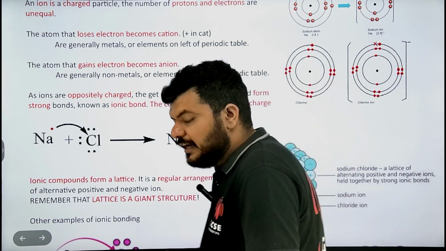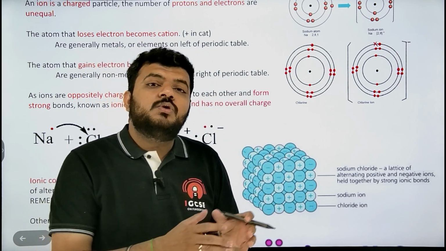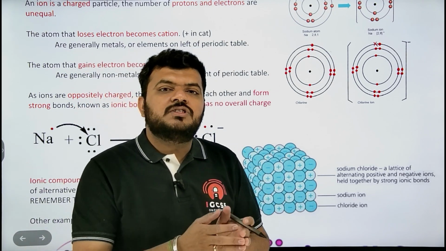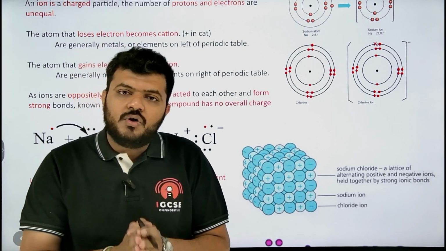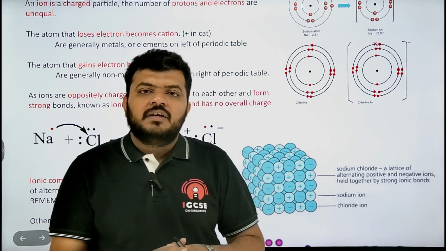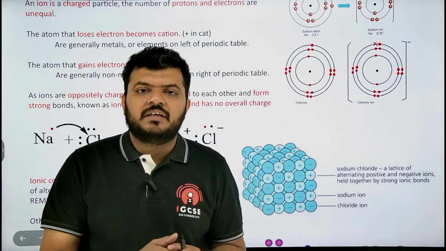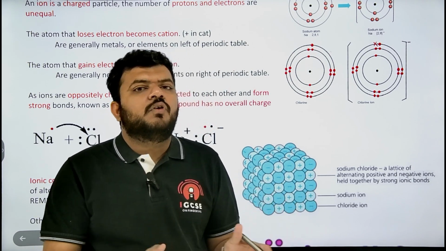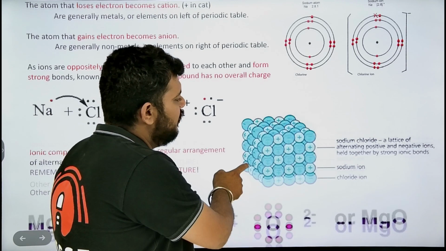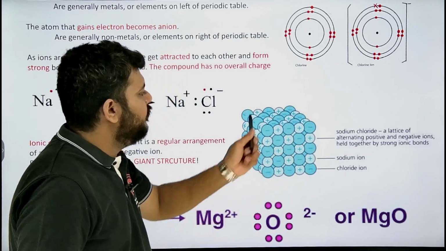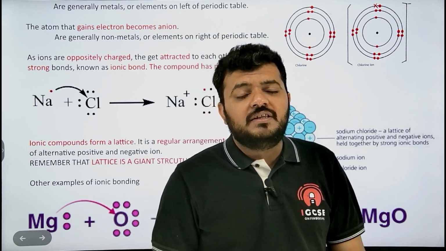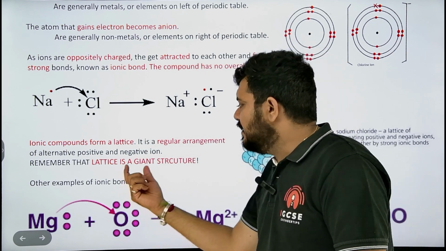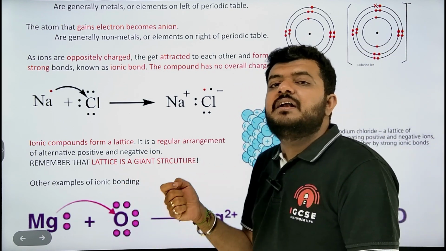Now let's look at what happens when 1 mole of sodium reacts with 1 mole of chlorine. Or rather, because not just one atom generally reacts, a lot of atoms are going to react, and they are going to form alternating positive and negative charges. All the sodium will form positive charges, all the chlorine will form negative charges. Now we will see a lattice formation. What is a lattice? A lattice is a repeated arrangement of alternating atoms. Here the lattice is formed by positive and negative charges.